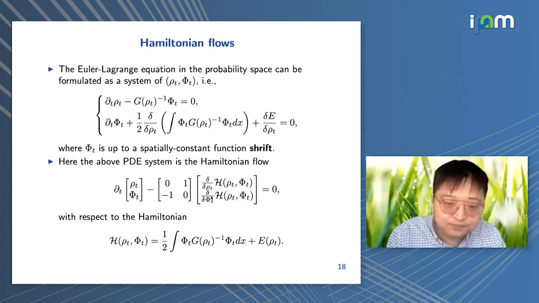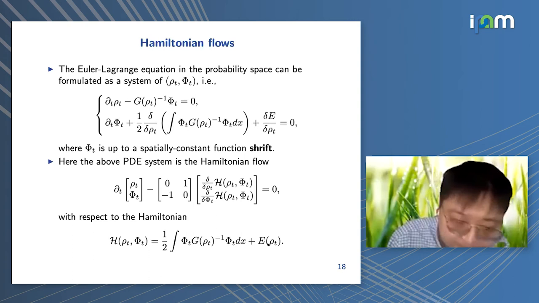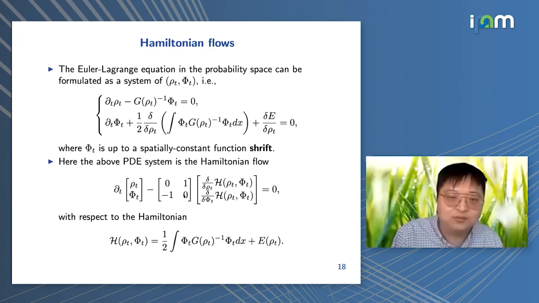Well, the L2 gradient is a particular Euclidean gradient. So now, what is the Hamiltonian here? The Hamiltonian depends on the metric, and for the simplest metric, it is something quadratic: phi transpose, G inverse, phi, plus the energy function E. And if you write down the details, you get this form. The differential of phi gives you the G inverse phi, and the differential on rho gives you the following form.